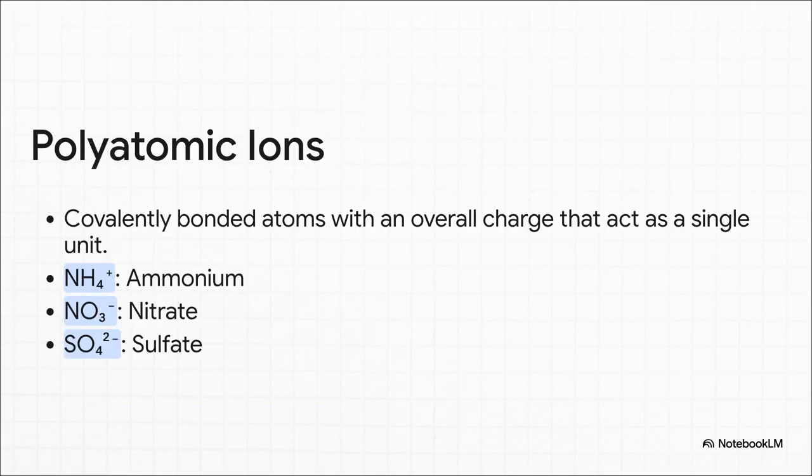And what's really cool is that this system is powerful enough to handle even more complex stuff. Sometimes you get these little teams of atoms that stick together and carry a charge, acting like a single unit. We call them polyatomic ions, things like ammonium or nitrate here. We don't have to panic. We just treat the whole group as one piece and use the exact same ionic naming rules. So a compound made of NH4+ and NO3- is simply named ammonium nitrate.